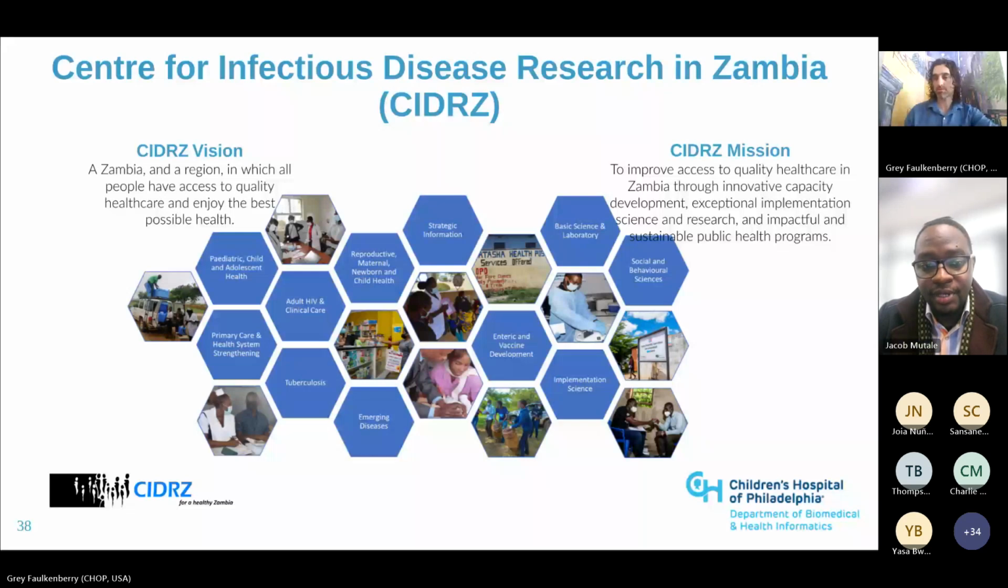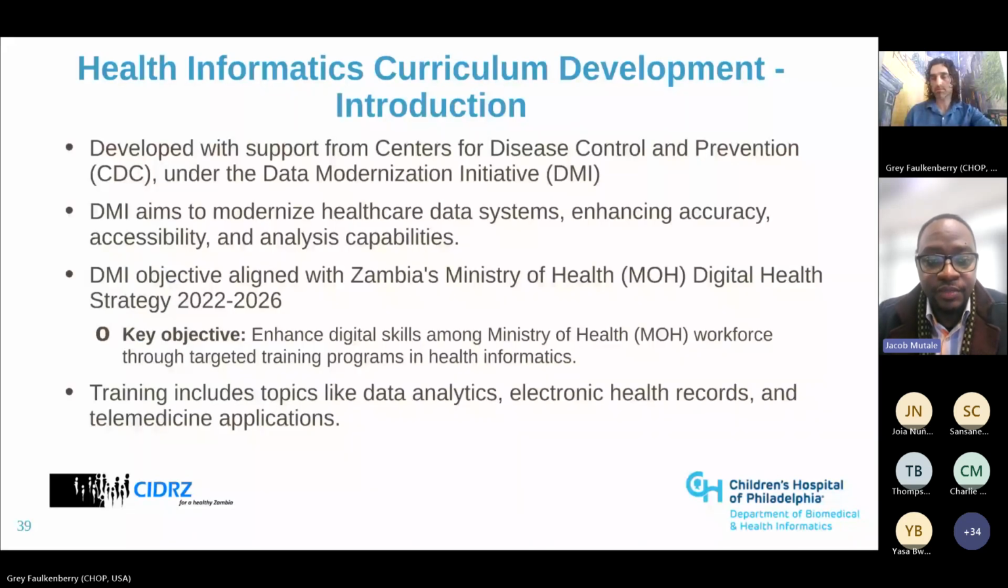So now I'm going to talk about the specific activity around curriculum development. The CIDRZ-led health informatics curriculum development work has been made possible by the implementation of the Data Modernization Initiative in Zambia, which is supported by CDC funding and collaborating partners. This initiative aims to modernize the healthcare data systems aligned with the Zambia Digital Health Strategy, which was launched in 2022. A key focus is on enhancing digital health skills among Ministry of Health staff through targeted training in data analytics, electronic health records, and telemedicine.